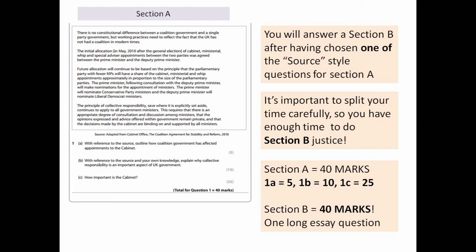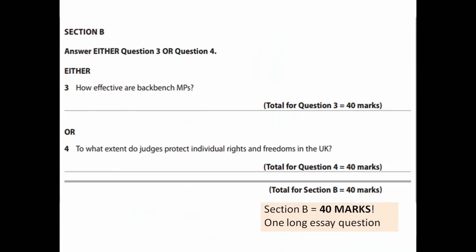For section A, you'll have a choice of two source style questions, as you can see here. And section A follows the same structure as all of your Unit 1 questions did. You have a 1A, which is worth 5 marks, 1B is worth 10, 1C is 25. So you get a nice mark division. But with section B, it's 40 marks per question. One long essay question, 40 marks, write for 40 minutes.